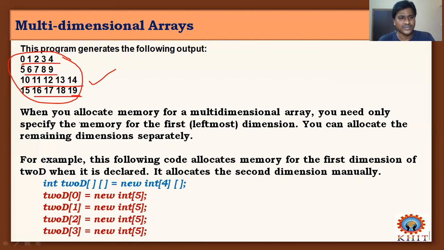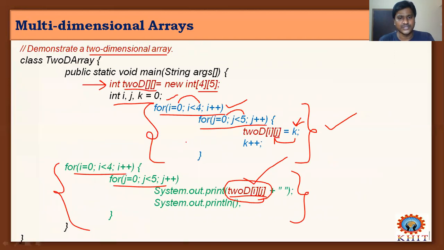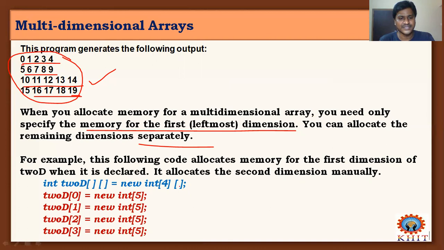Right? Got it? When you allocate memory for a multidimensional array, you need only specify the memory for the first, leftmost dimension, and you can allocate the remaining dimensions separately. So this is also possible. Generally you specify both the row and column index values, but you can assign it first like this also. So you can first specify the leftmost dimension and later specify the others individually.